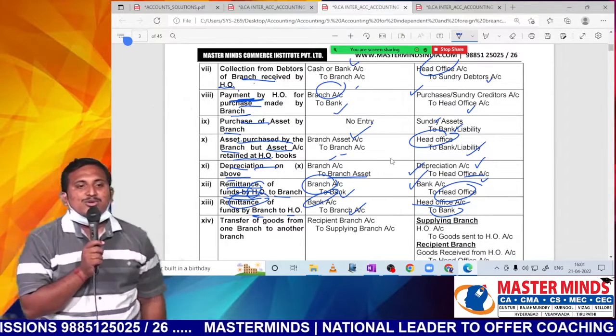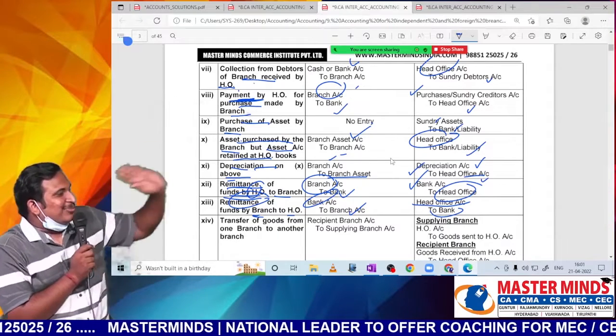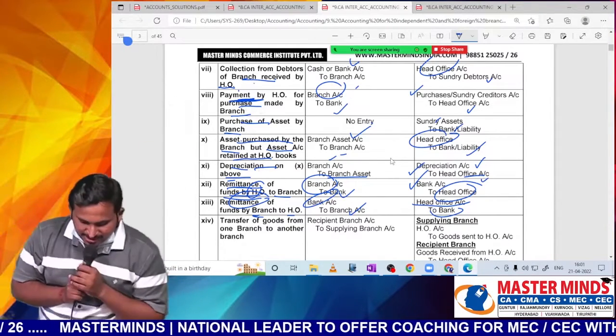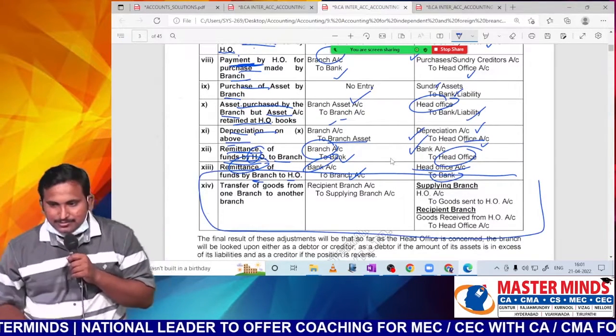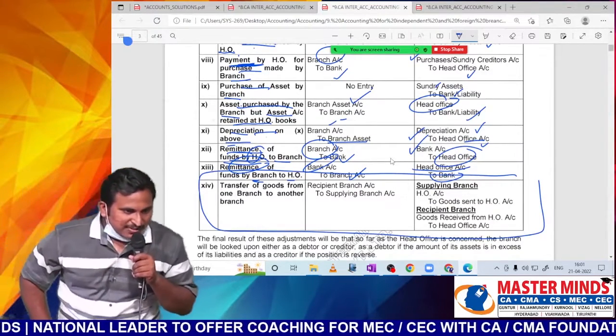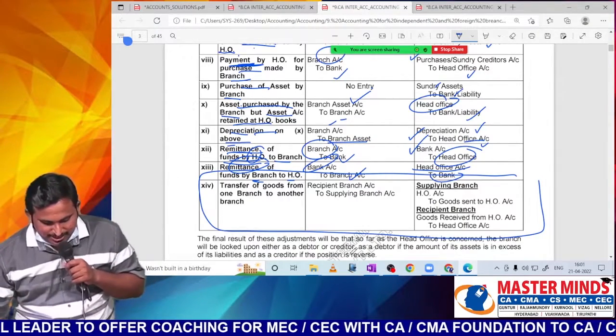Sir, have you all understood all the transactions? I think no big thinking or logic is required, sir. It is a simple way you can remember. But logic is required for the last one, which we call inter-branch transactions.